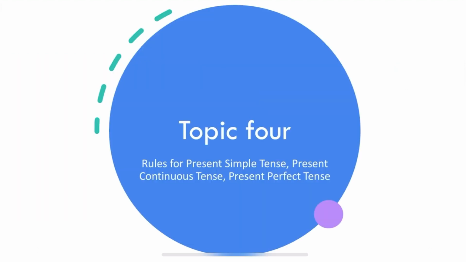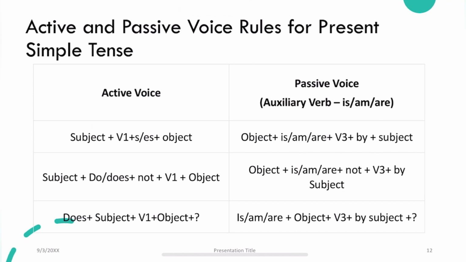So now let's move to topic number 4, that are the rules for present simple tense, like present indefinite tense, present continuous tense, present perfect tense. So if I talk about the active voice and passive voice, in the active voice the rule will be subject. It is for the present indefinite tense. Subject plus verb, first form of the verb plus s and es plus object.